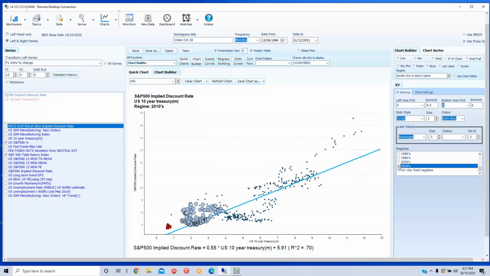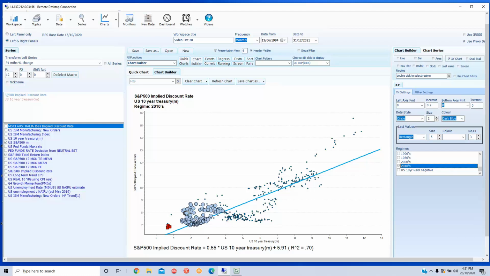And then in the 2010s, we can see a congregation of observations at the lower reaches. So there's a tight relationship over time between the discount rate on equities and the underlying bond yield, as one would expect.